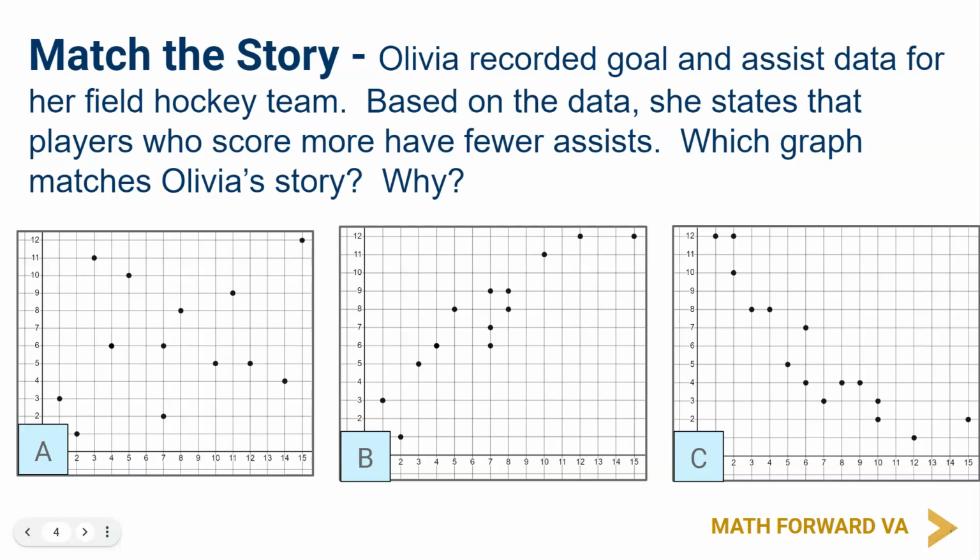C. Who else thinks it's C for the third one? Okay, why? Why do we think C is the answer? I'm not going to say if it's right or wrong yet. What in C tells you this matches? Jake? The more scores there are, I guess, assists.